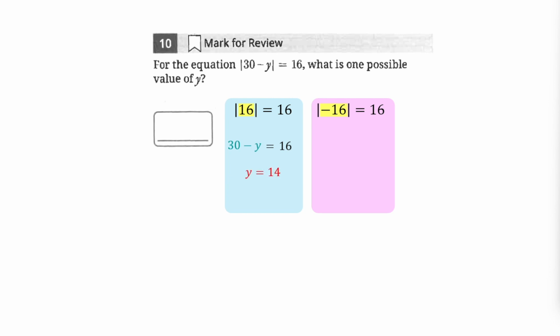We get 14. When 30 minus y equals negative 16, we can isolate y by moving negative y to the right side of the equation. Remember to change the sign to its opposite so we get positive y. And moving negative 16 to the left side, we get positive 16. Simplify by adding 30 and 16. We get 46. Therefore, the answer is 14 or 46.